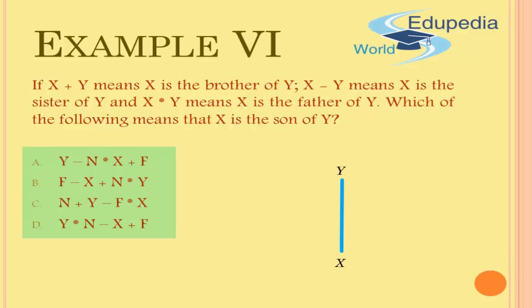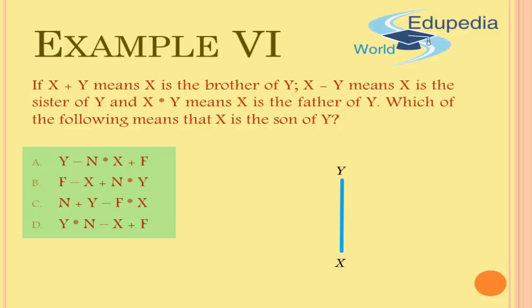N asterisk y means that n is the father of y. So in this case y is one generation below x. I am looking for the opposite. I am looking for an option where y is one generation above x. So I have to discard option B. Now I'll move forward to option C.